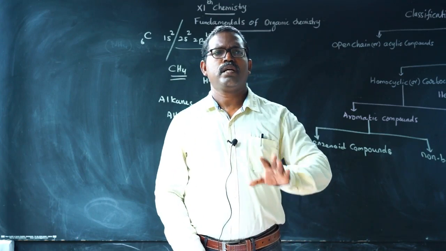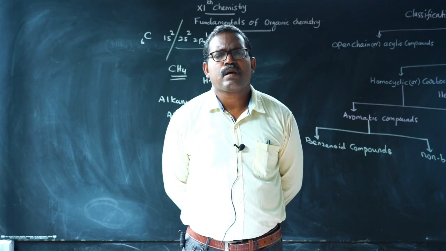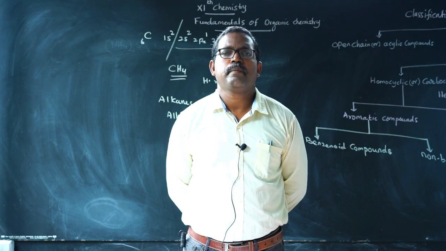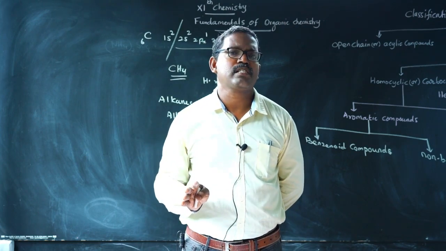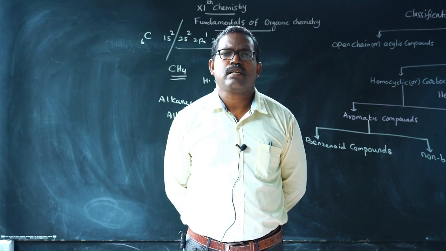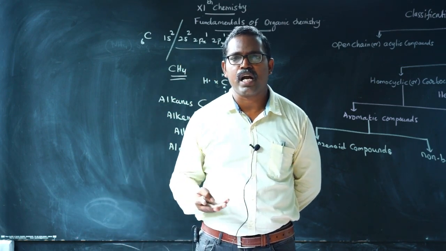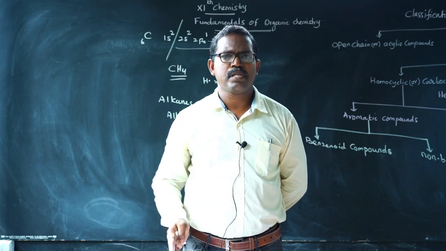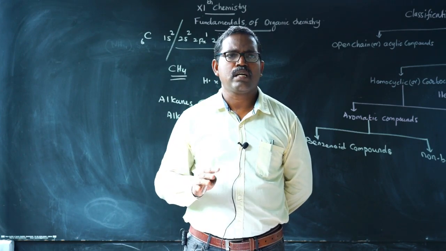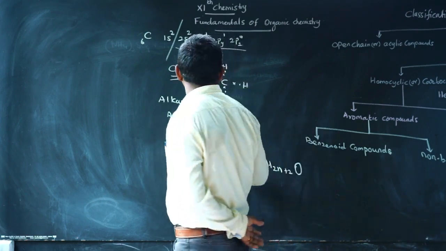Now, what are the important characteristics of a homologous series? All the members of a homologous series must have the same elements. Suppose we take alkanes: all the members have carbon and hydrogen only. All the members of a homologous series are prepared by similar methods. Suppose one compound is prepared by the hydrolysis method, then all the members are prepared by the same method. All the members of a homologous series differ by the group CH2.